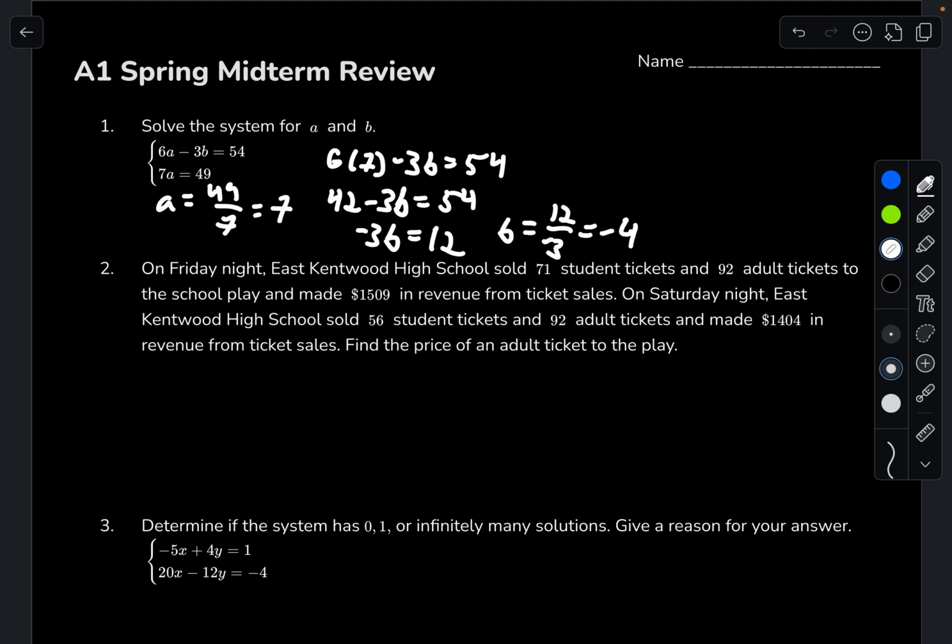We got B. We got A. We got the solution. I'm writing my ordered pair as AB because A comes before B in the alphabet. So that's 7 comma negative 4. And that would be the solution.